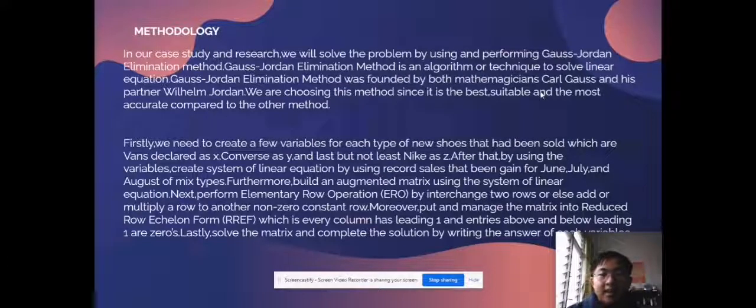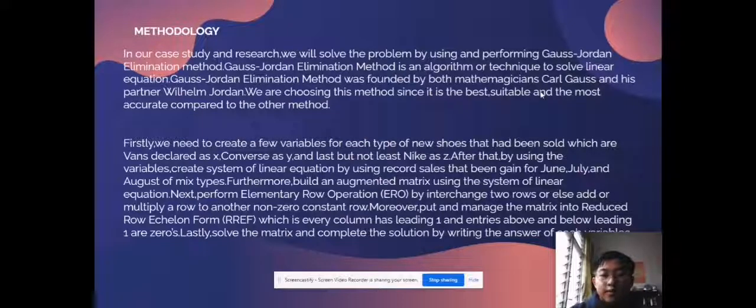as Z. After that, by using the variables, we need to create a system of linear equations by using the recorded sales for June, July, and August of mixed types. Next, we need to build an augmented matrix by using the system of linear equations and perform elementary row operations or ERO by interchanging two rows, or else adding or multiplying a row by a non-zero constant.